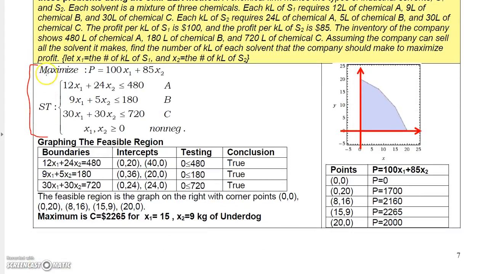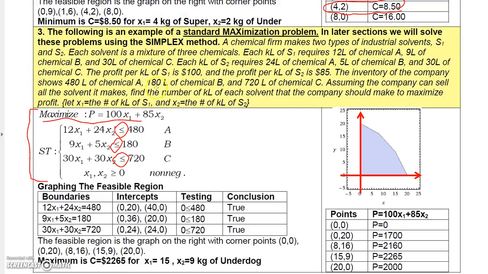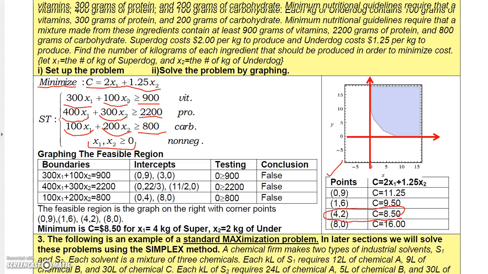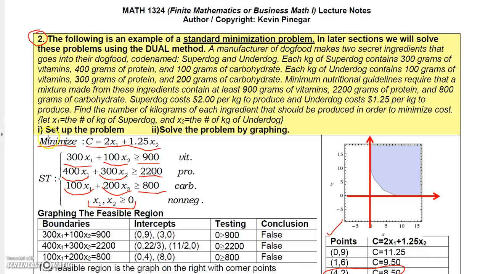Number 3 is a maximization problem, and all the problem constraints are less than or equal to. This is actually called a standard maximization problem, and we're going to learn how to solve it using the simplex method. This problem up here, you're actually minimizing, and all your constraints are of the greater than or equal to form, and that's called a standard minimization problem, and we can solve this problem using the dual method.